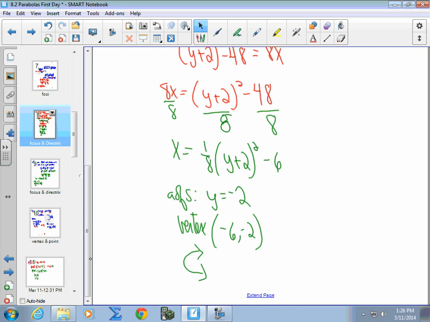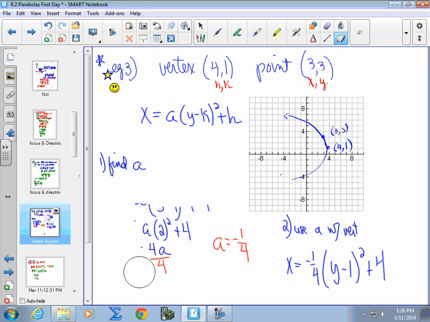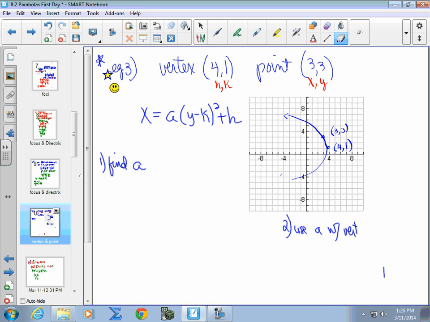So let me go over one more type of problem that's on homework tonight, and then I'll come back and go over the definition, where all that comes from. Some of the homework exercises tonight ask you to write an equation given the vertex and a point on the curve. So the first thing you want to do is find a.